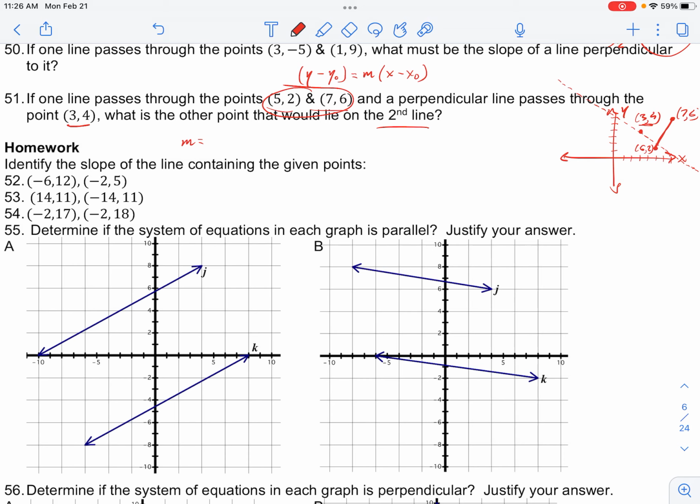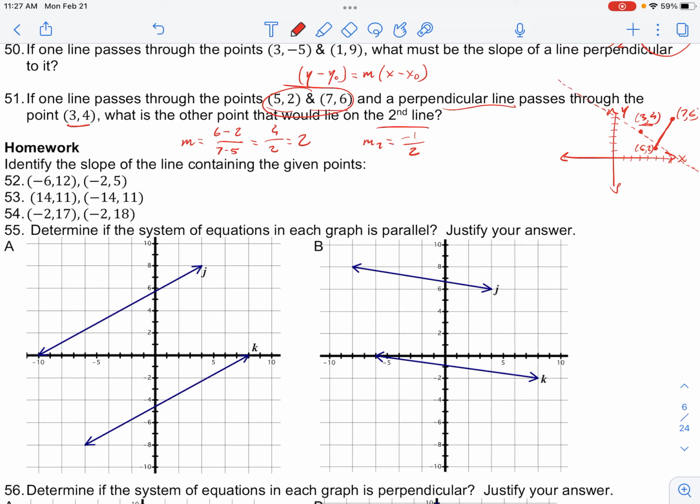So that m of the line segment would be 6 minus 2 over 7 minus 5, which is 4 over 2, which is 2. So the slope that we're looking for, which would be of the perpendicular line, m2, would be the opposite reciprocal of this. So that would be negative 1 over 2.